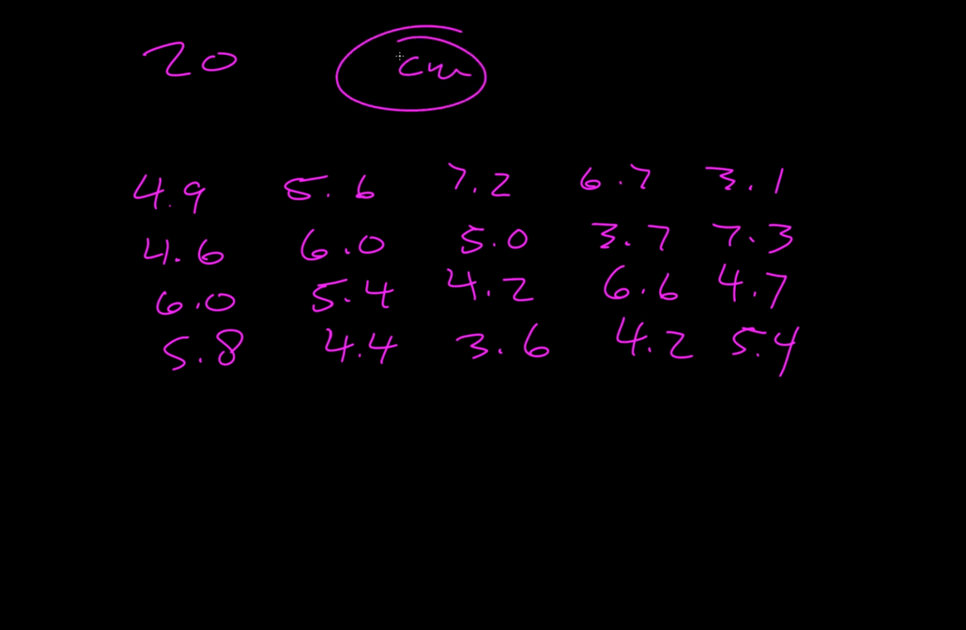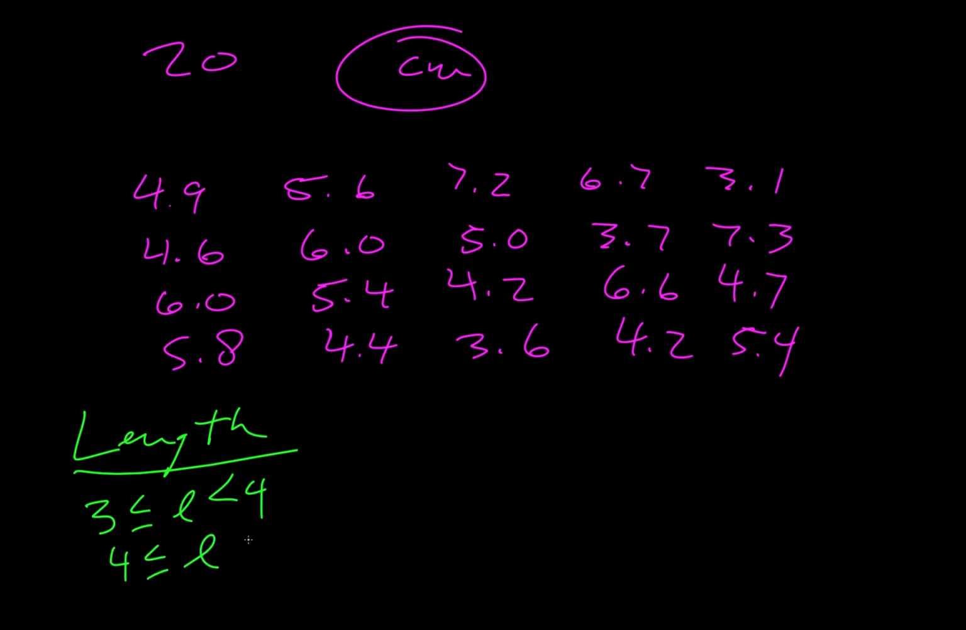Okay, so it says organize the data using a frequency table and hence graph the data. All right, so frequency table, we're going to have length. And since this is continuous data, it's going to make more sense to do what we did in the last video and just do a range. So we're going to say like 3 is less than L, which is the length, is less than 4. 4 is less than L, which is less than 5. So we're just saying if we're in between these numbers.